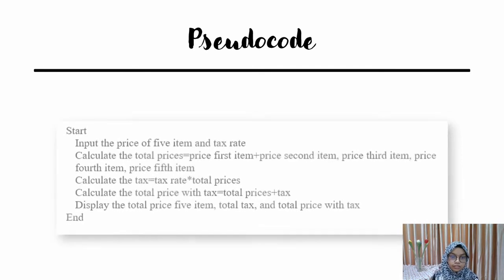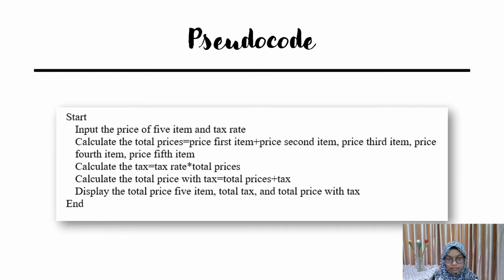For pseudocode, start by input the price of 5 item and tax rate, calculate the total price using the formula, and then calculate the tax using this formula, and calculate the total price with tax using the formula, and it will display the total price, 5 item, total tax and total price with tax.